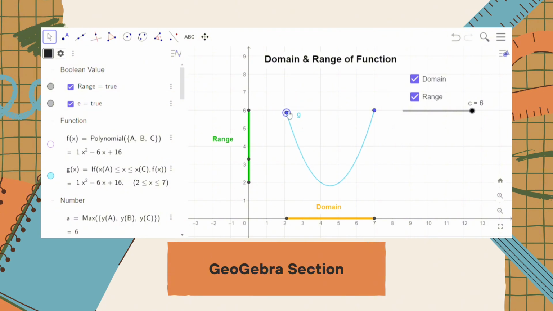But we can see here, if we change the function to become x squared minus 7x plus 16, the range will increase because the height of the graph increases. So the range will be more than or equal to 2, but less than or equal to 8. Alright?